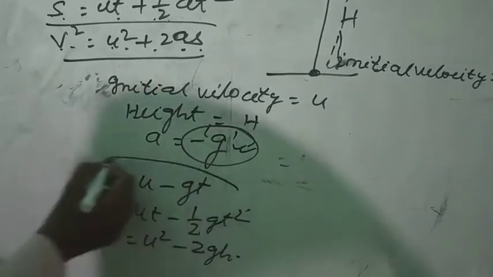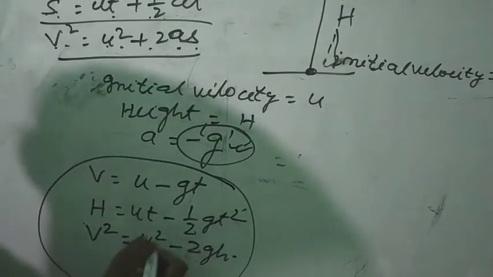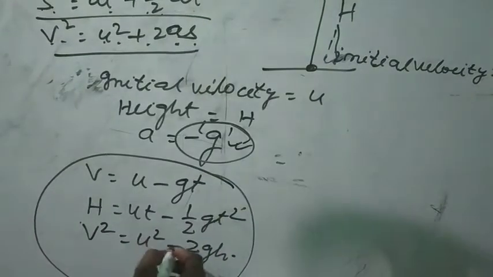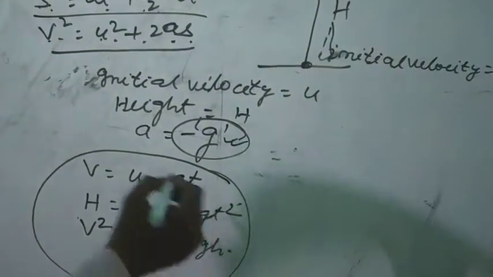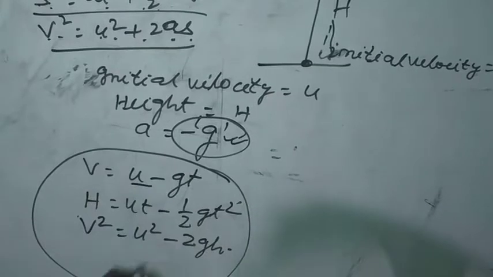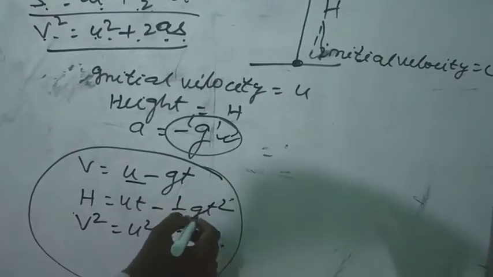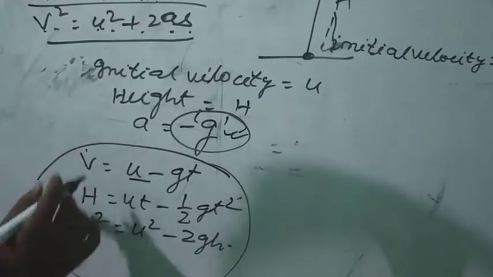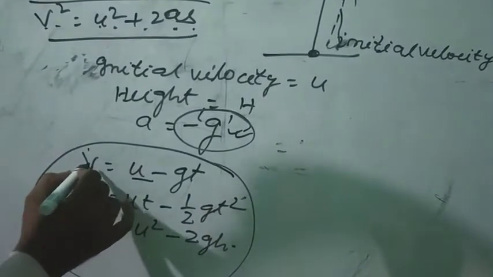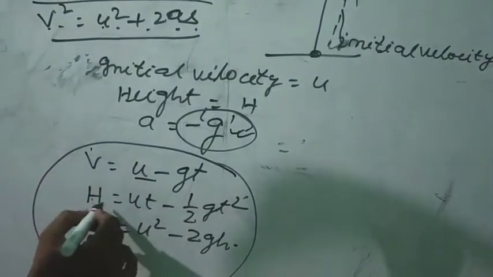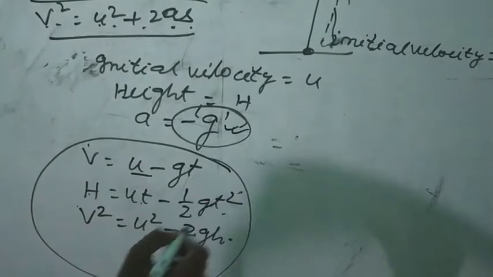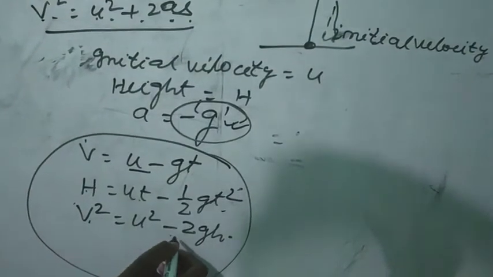So these are the three equations when a body is thrown vertically upward with initial velocity u up to the height h. The three equations of motion change into v is equal to u minus gt, and h is equal to ut minus half gt square, and v square is equal to u square minus 2gh.